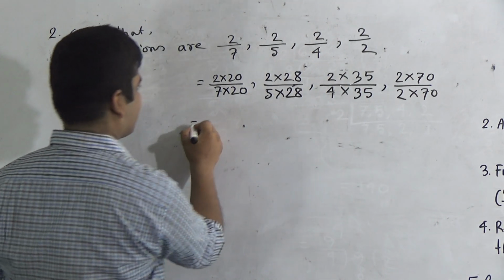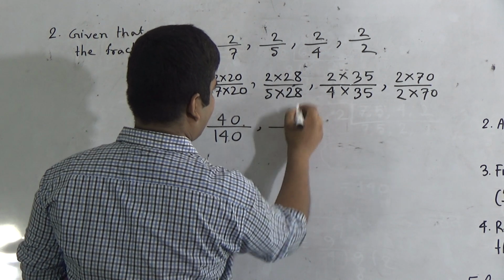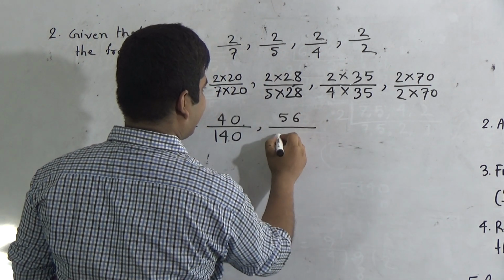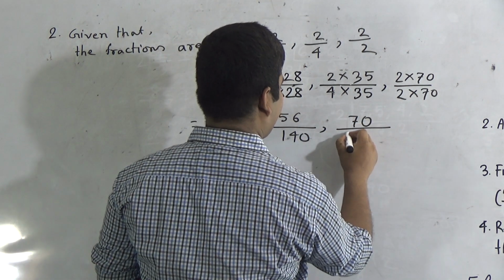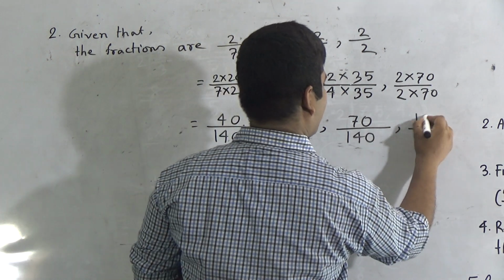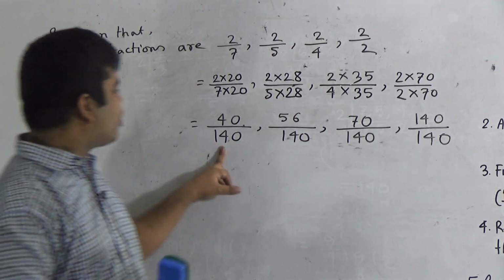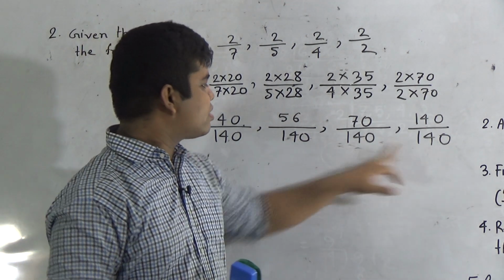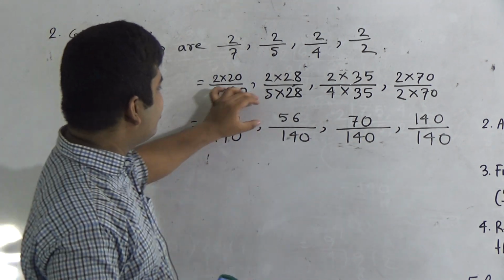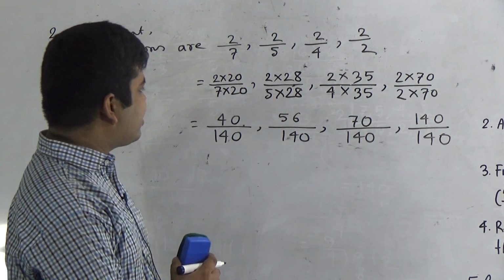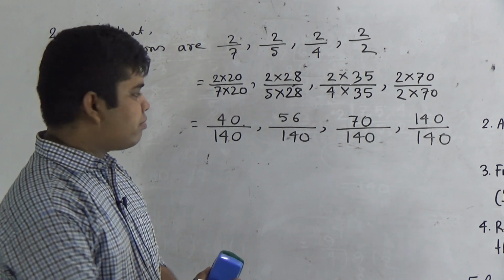Now we get 40 by 140, then 8 2s are 16, so 56 by 140, and 70 by 140. Again 140 divided by 140. So my dear students, notice all the denominators of these four fractions are the same. So now from the numerators we take a decision which number is smaller and which number is greater.